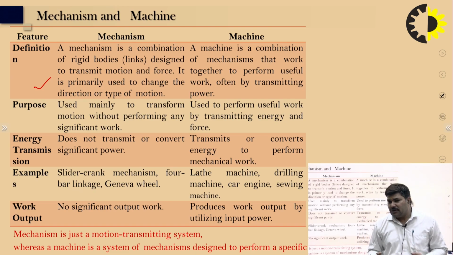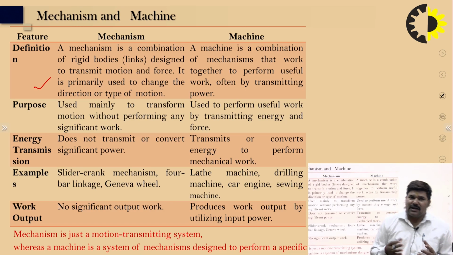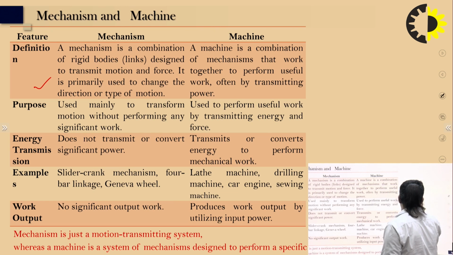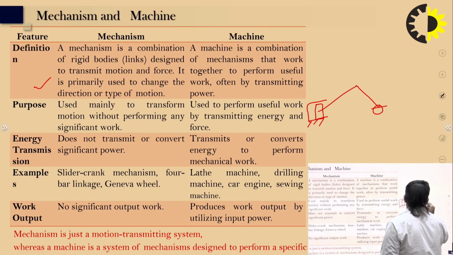What is the example? In the case of the slider crank mechanism, you can see here that this is one crank, this is the connecting rod, and this is the piston. Is a fixed here. These are cylinder parts, and the crank is fixed here. So this is one mechanism.